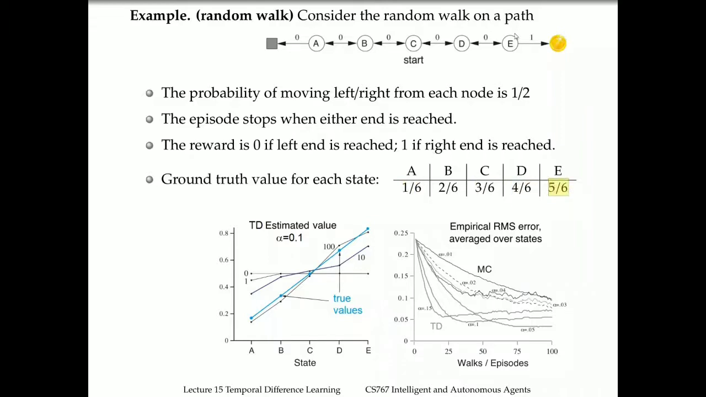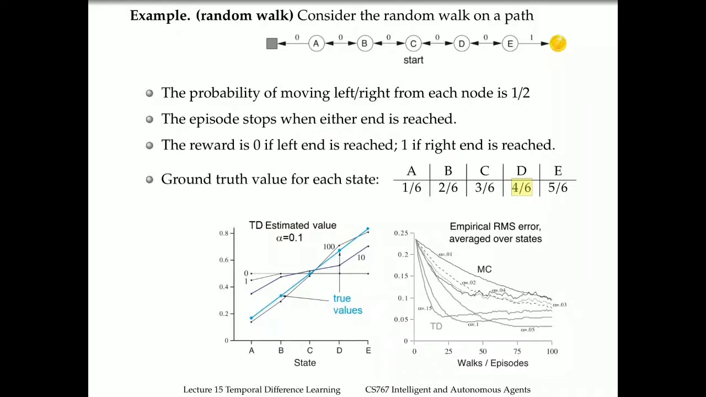So of course, if you're at E, you're more likely to get the reward, but if you're at D, you're less likely. The probability of getting the reward is 4/6, or the expectation of the return for you adopting a random walk will be 4/6. So this is the table that is ground truth, and we want to evaluate it.